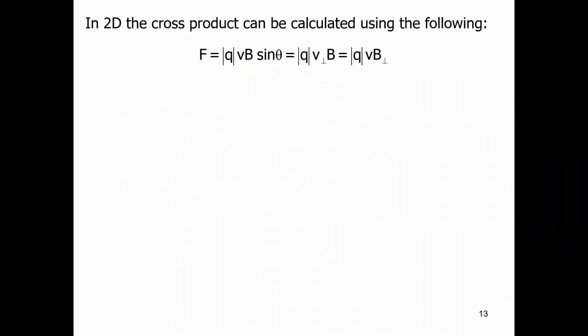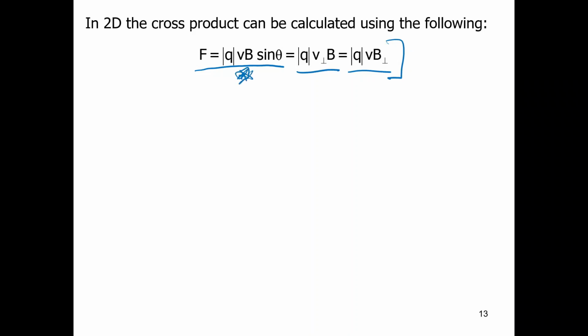So the 2D cross product, as long as your vectors are in the XY plane or the YZ plane, and you're not in an i hat, j hat, k hat situation where you have components in all three directions, the cross product simplifies down to either F equals qvB sine theta, or qv perpendicular B, or qvB perpendicular. So there's different ways to do that. I prefer these versions rather than the version with the sine theta.